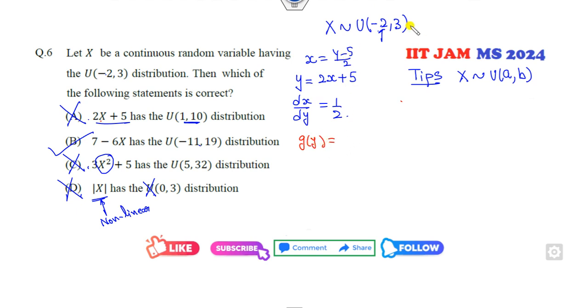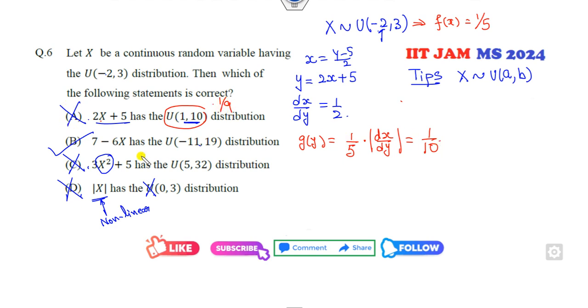So can you find the PDF of y? It will be the PDF of x. What is the PDF of x? It's 1 over 5. So 1 over 5 into dx over dy, so that means 1 over 10. So clearly, if this follows the uniform distribution, what is the PDF? It's 1 over 10.